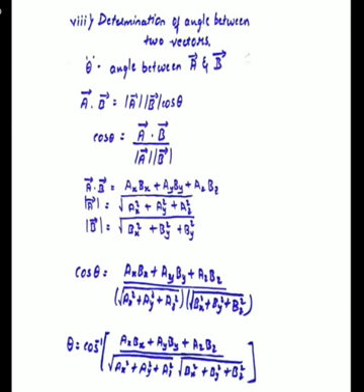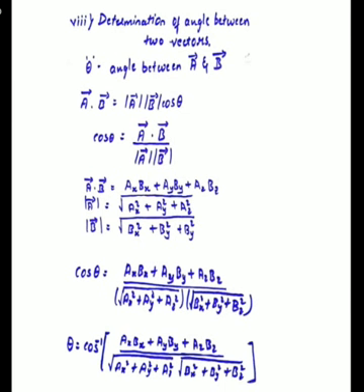Okay, next, if we substitute, cos theta is equal to AX BX plus AY BY plus AZ BZ divided by the square root of AX square plus AY square plus AZ square into the square root of BX square plus BY square plus BZ square. So the angle, written in inverse format, theta is equal to cos inverse of that expression. Okay? So this is the standard form.